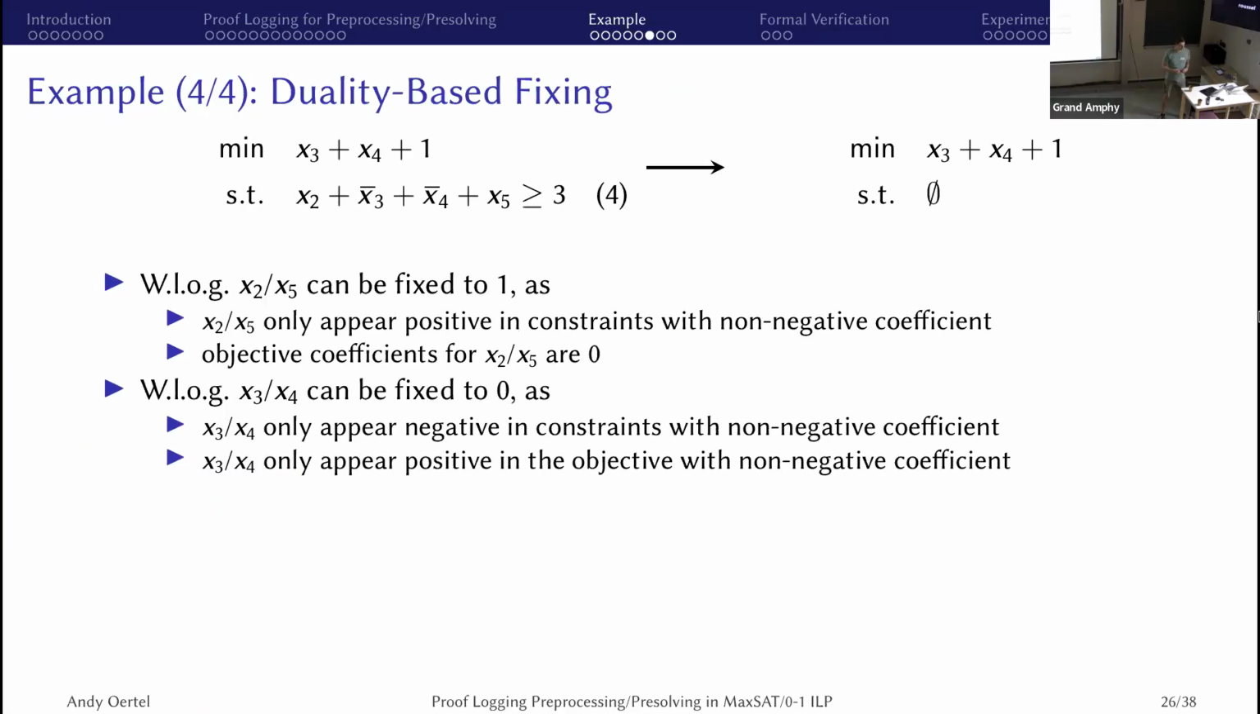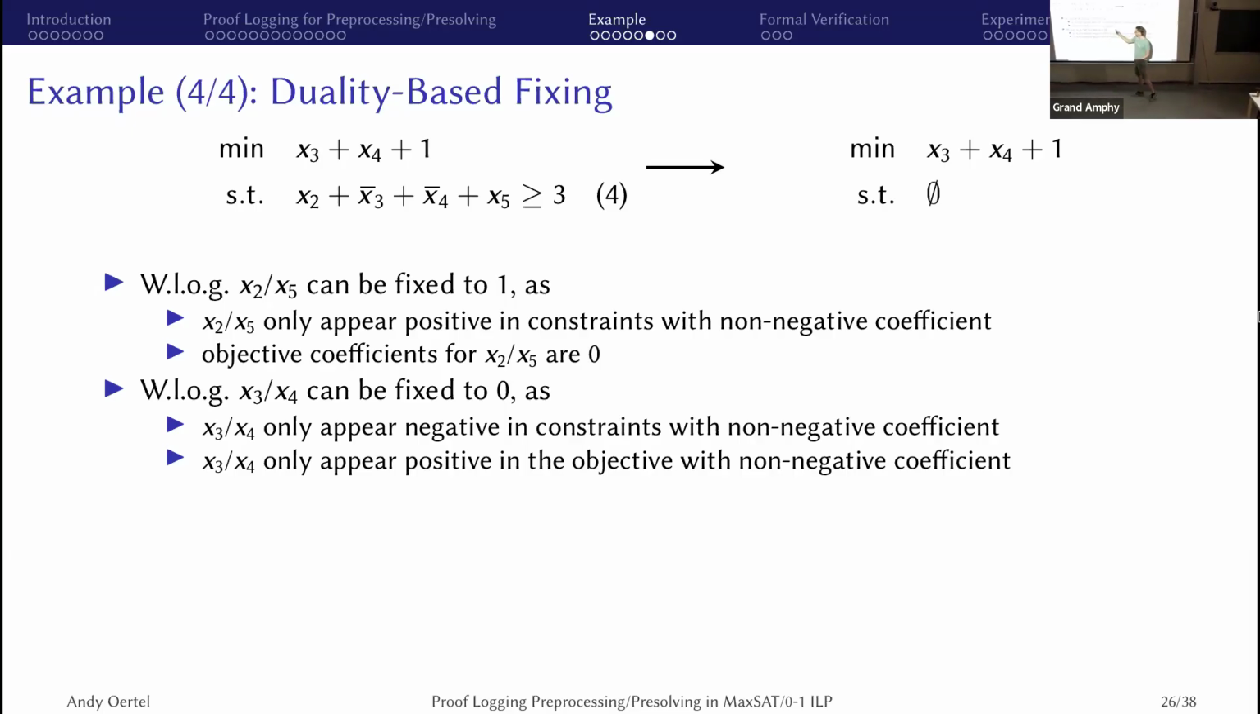And finally, we can do some so-called duality-based fixing, which is basically just fixing variables to a value without loss of generality. So we can say that x2 and x5 can be fixed to 1, basically because in all constraints they only appear positively as literals and with a non-negative coefficient, and in the objective the coefficients are 0. So setting them to 1, x2 and x5 only helps to satisfy this constraint more.